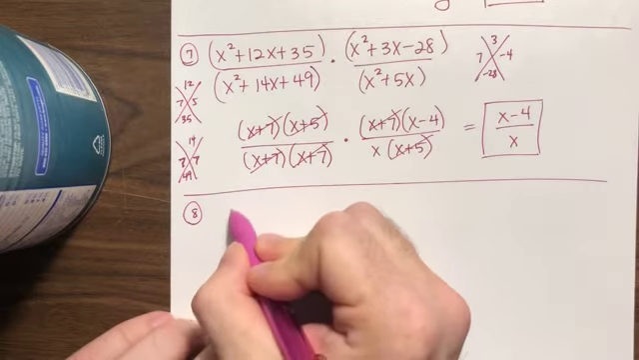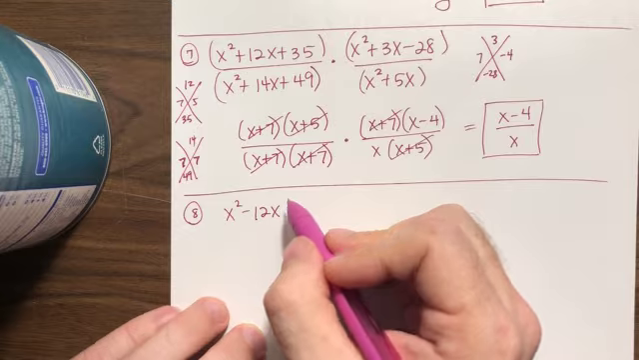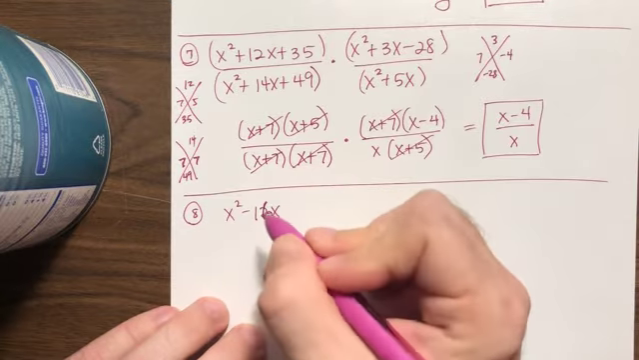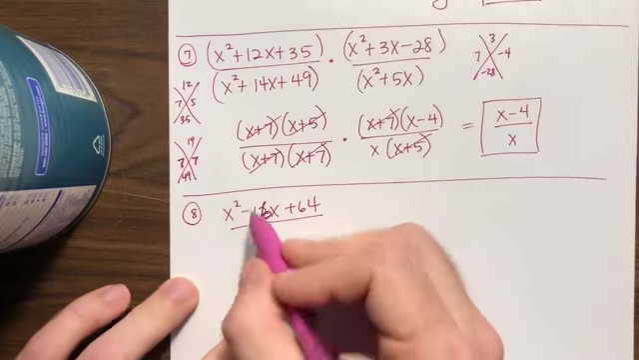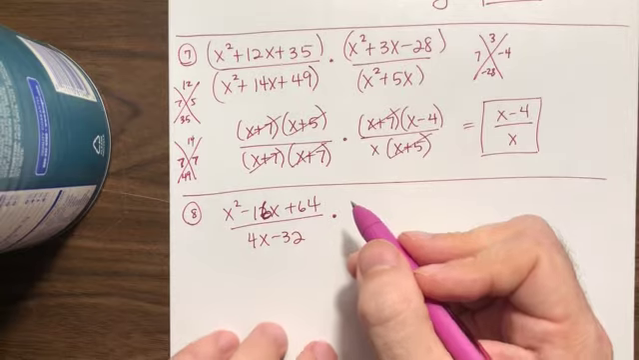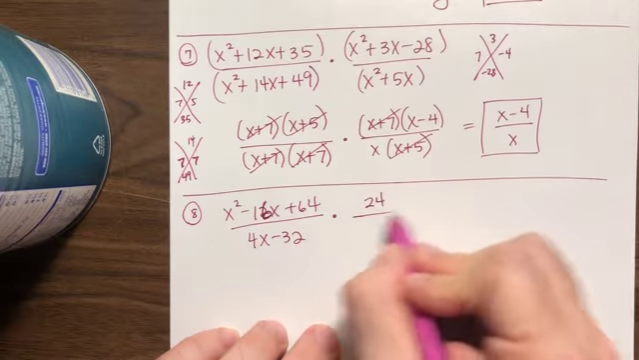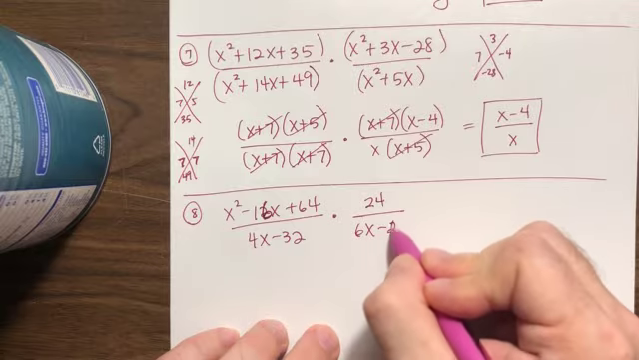Number 8. Okay, we have x squared minus 12x. Wait, nope. 16x plus 64. And then 4x minus 32. Changing it to times, flipping it. 24 is up top now. And then 6x minus 48. Good Lord.